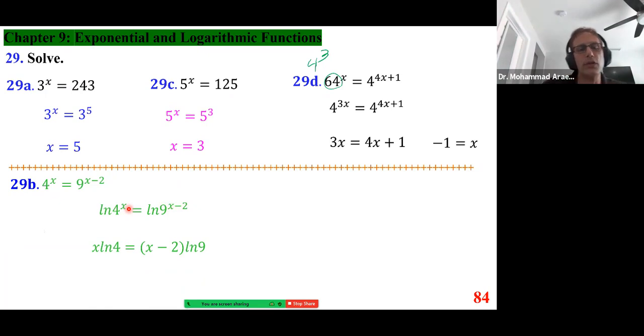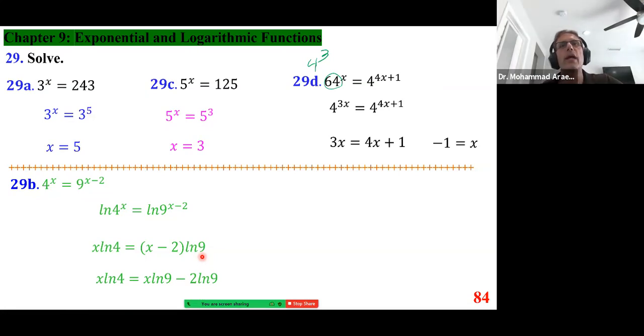Now, it's important to know, I can change ln 4. It becomes a nasty decimal. I can change ln 9, the same thing. But if you keep it as such, it's an exact answer, and they are not missing. ln 4 is a number, so is ln 9. So let's distribute here.